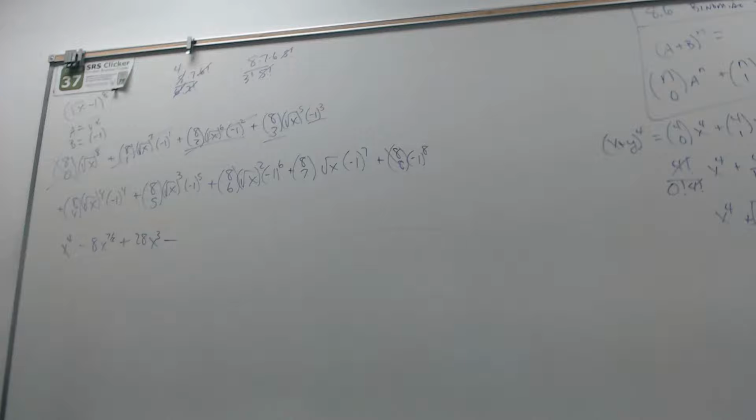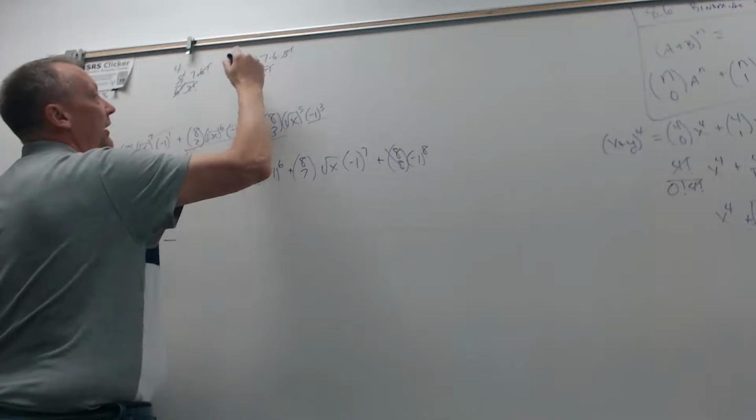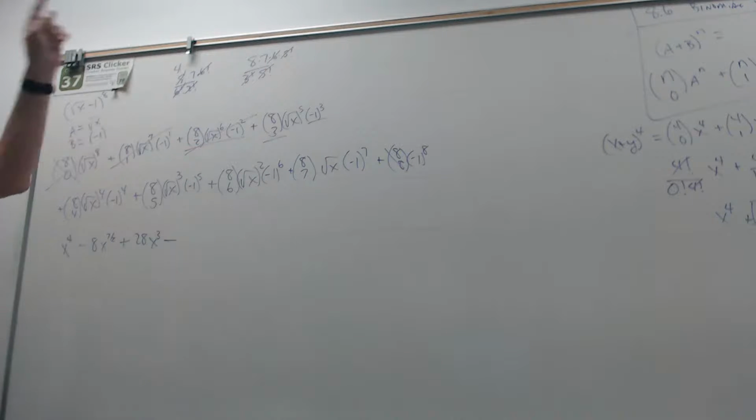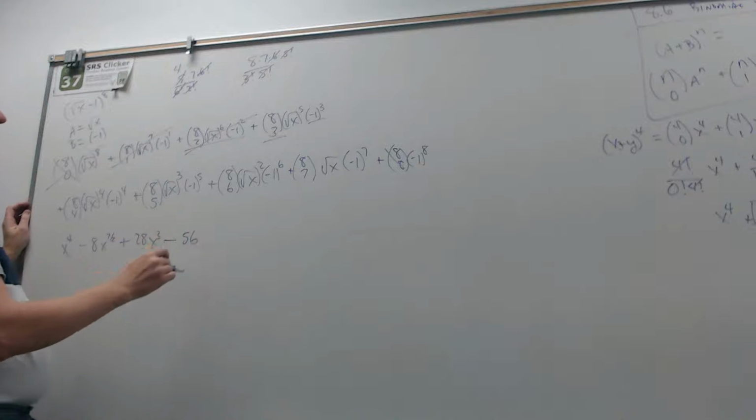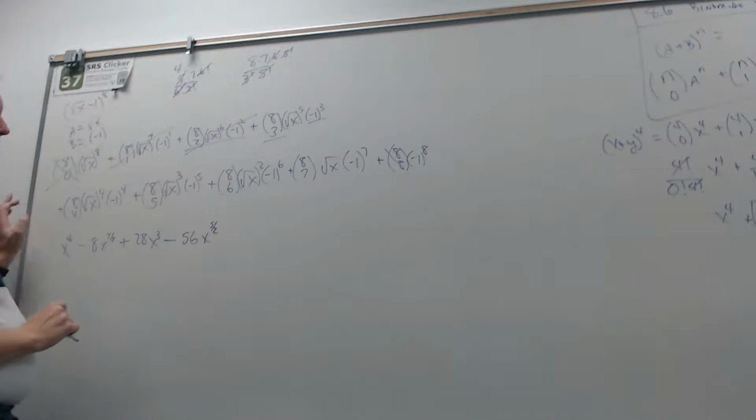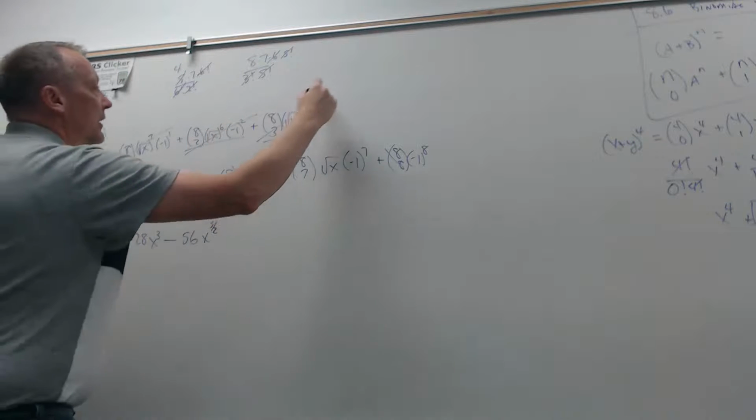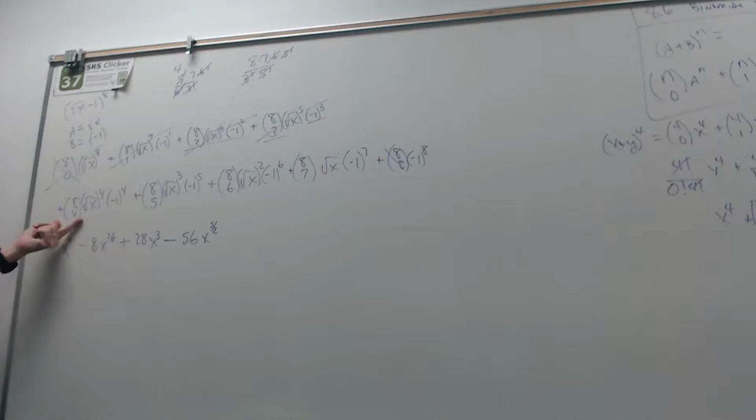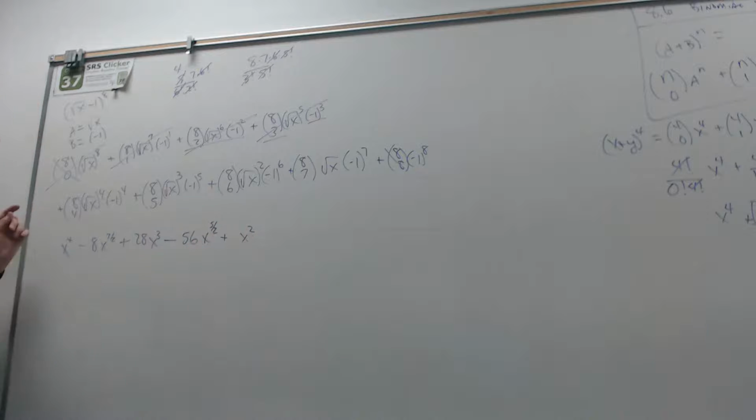Oh, 3 and then 2. 3 times 2 is 6. 6 times 1 is 6. So 3 factorial cancels the 6. I'm left with 56. Okay. I've got x to the 5/2 power. And then the negative I've already taken care of, right? So then we're over to this term here. This is going to be plus x squared, right?